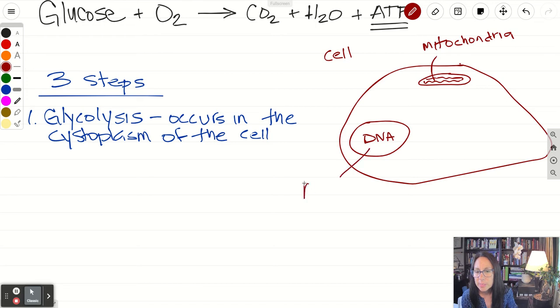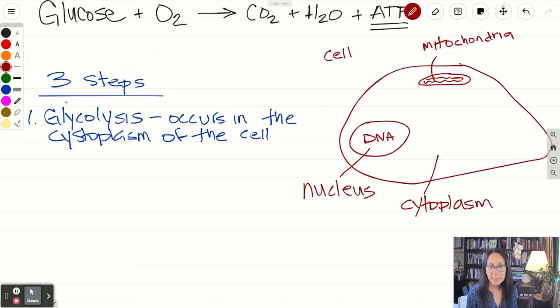This is the nucleus. And then you've got all this other stuff in the cell, but we don't need to focus on those right now. But the liquid in the cell is called the cytoplasm. And that's where glycolysis is happening. So glycolysis is this first step and is happening in the cytoplasm, which is the liquid part of the cell.